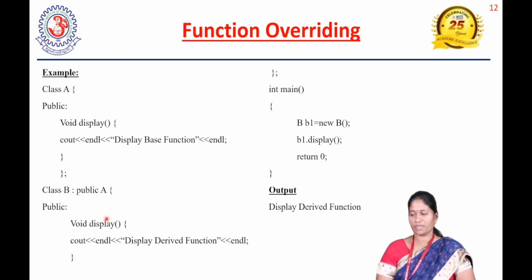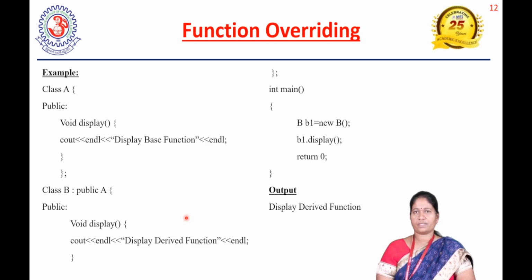So at that time the compiler goes to the derived class, B class. It will find out whether there is any display method. Yes, of course, the display method is there in the derived class. So it will print whatever content we have used. Here we have the output, display derived function. So this is what we call function overriding.